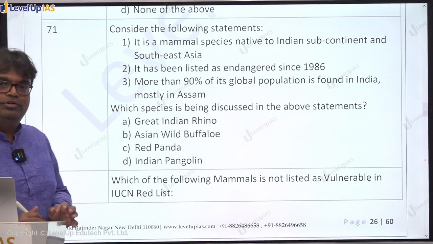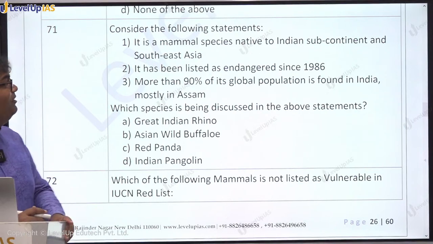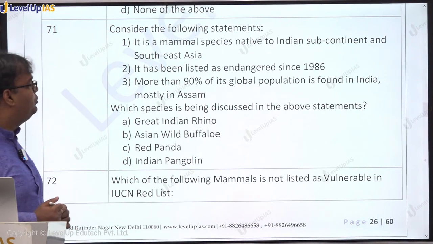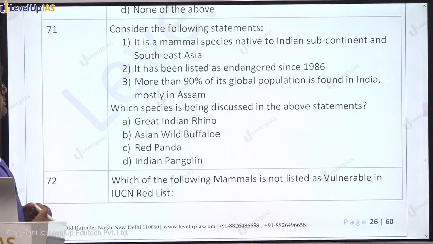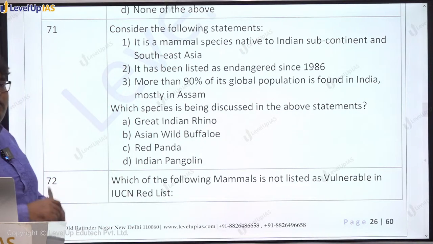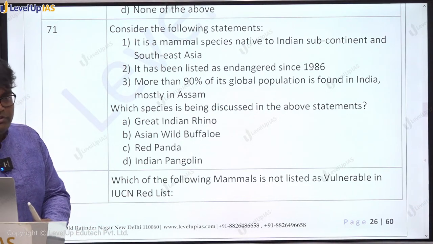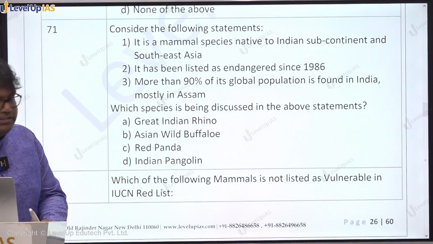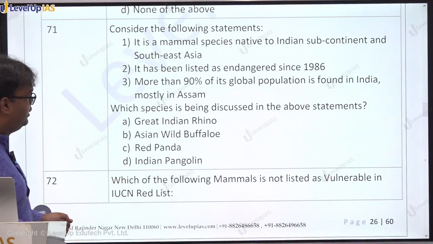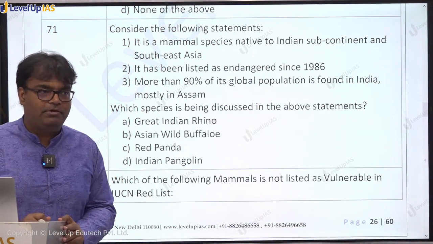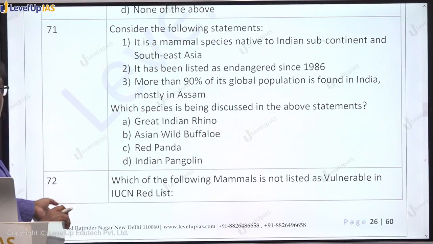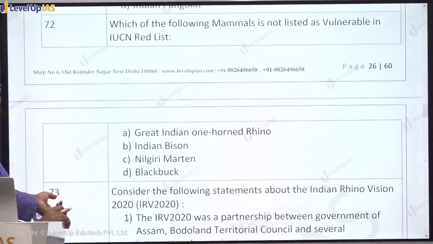Asian wild buffalo. Yes. Asian wild buffalo. 90% of its population is found in Assam. It's endangered and it's a mammal species which is native to Indian subcontinent and Southeast Asia. 90% of it is in India. Kuch aage baki regions. Southeast Asia mein, Bangladesh mein, in jagahon pe. Right? It's there in your notes. Aap dekhiye wild buffalo wala section jaake padhenge. You'll be able to do this. 72.